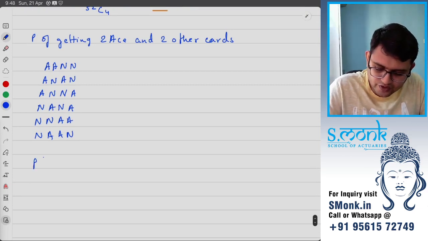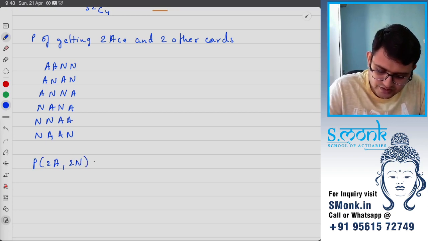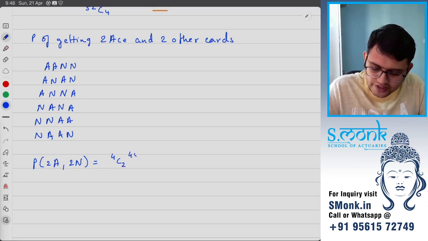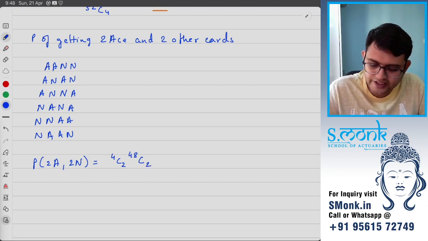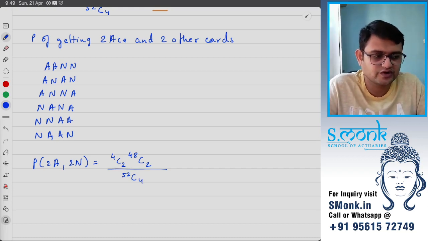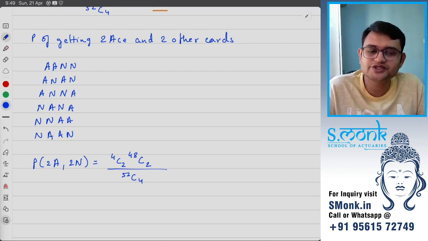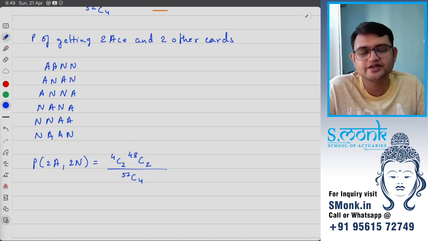what you can do is, if you want the probability that I want 2 aces, 2 N's, for that you will say out of 4 aces I want to select any 2. Out of 48 non-aces I want to select any 2, upon in total I had 52 cards, out of which I am selecting any 4. This is the easier way. If you are choosing combinations, we will use combinations to find the values, find the probability.